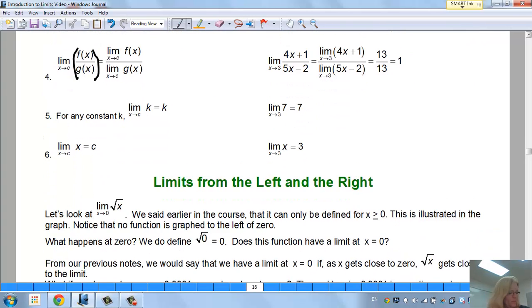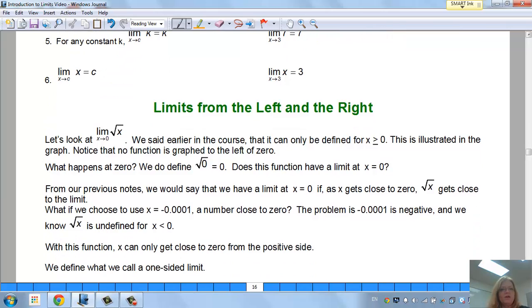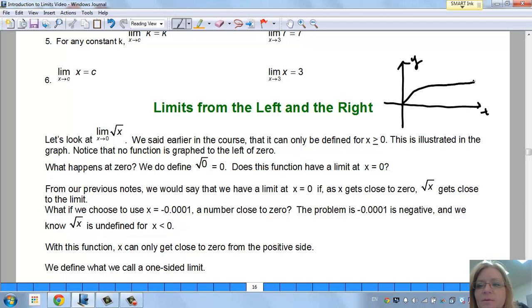Now the next part is important, and we're talking about limits from the left and limits from the right. If we were going to look closely at the limit as x approaches 0 of radical x, I'm going to draw a little graph of radical x. Here's the x value and y value of our equation. If I were to graph it, it would look like this. We said earlier in this course that it can only be defined for x greater than or equal to 0. So it's only here to the right side of the y-axis.